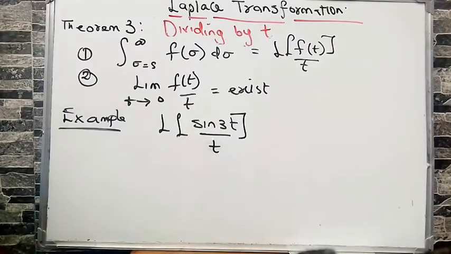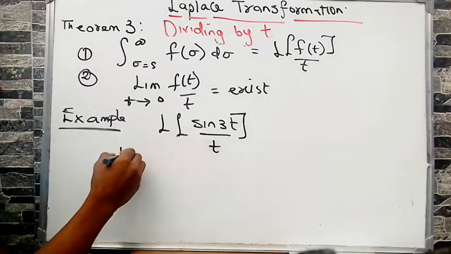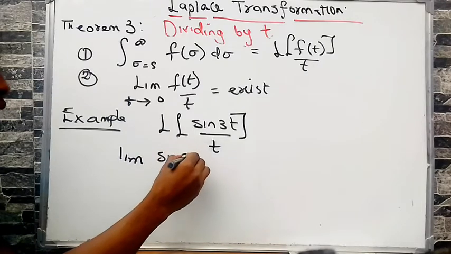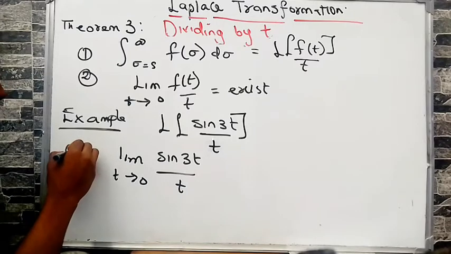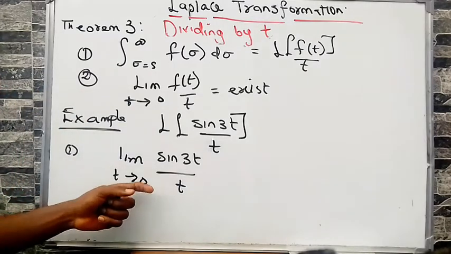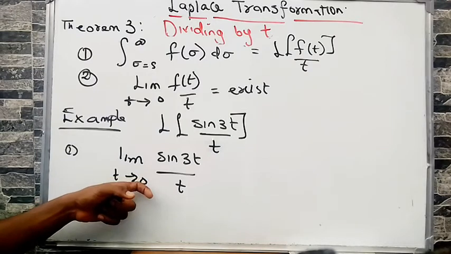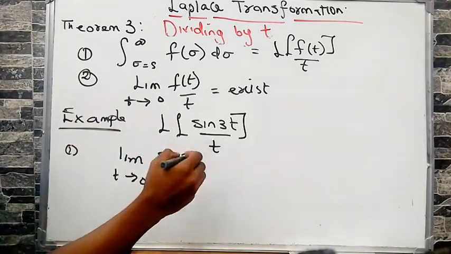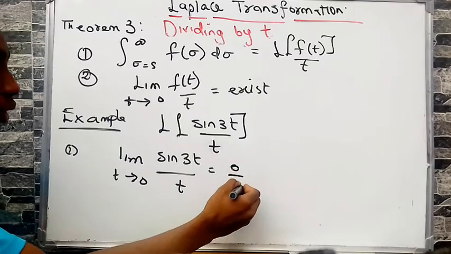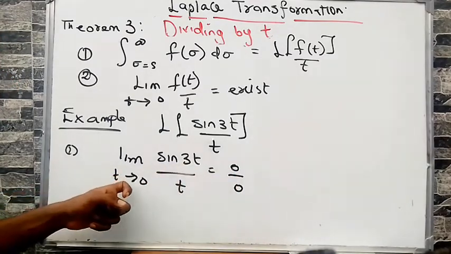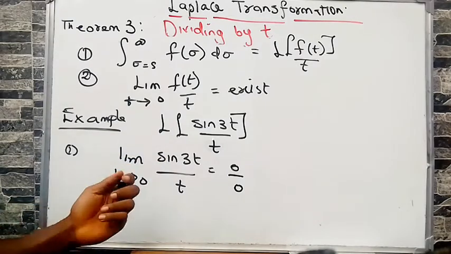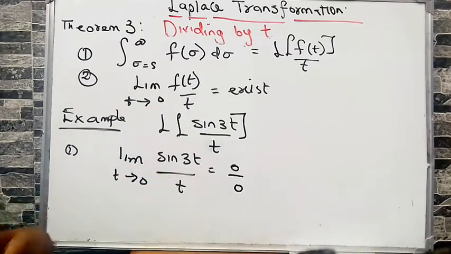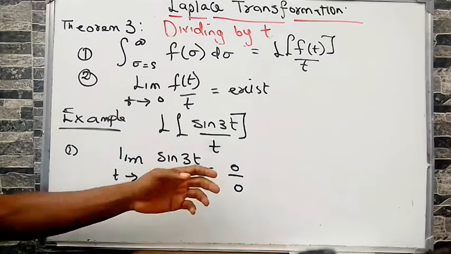So now let's check if this limit exists. We're going to be checking if the limit of sine 3t divided by t when t tends to 0 exists. This is our first step. When t tends to 0, if I put 0 in this and 0 in this, I'm going to be having 0 and 0. Replace t with 0: 3 times 0 is 0, that's sine 0, and sine 0 is also 0. And the denominator is 0 here as well. So this is an indeterminate answer.